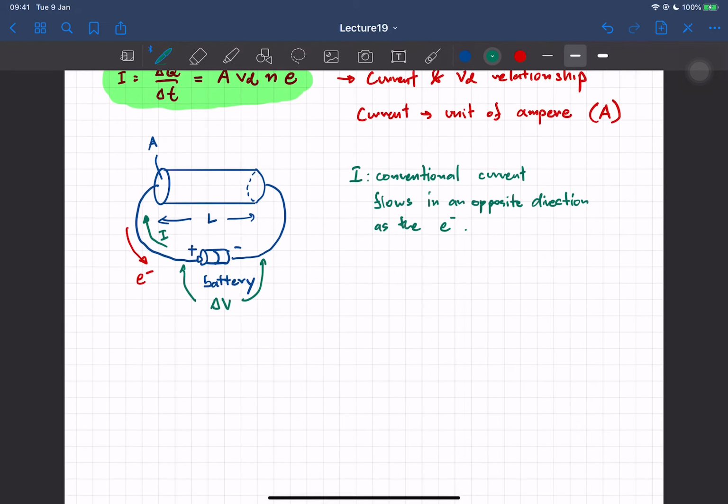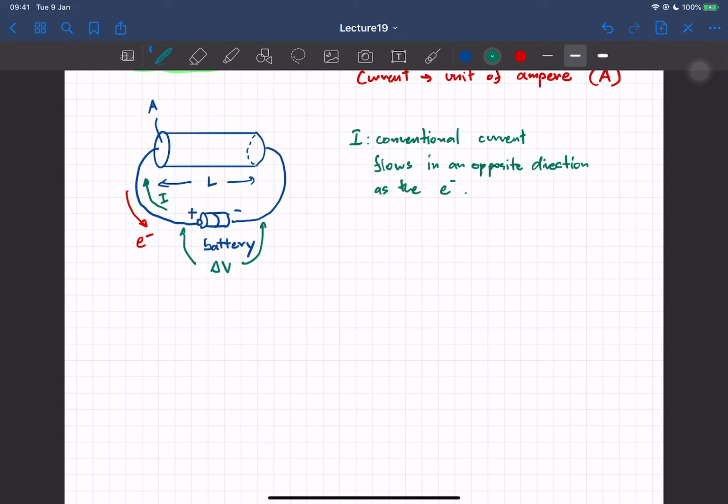We don't want to have to draw this kind of thing all the time, meaning this 3D drawing. So we're going to draw this in what we call the circuit diagram.